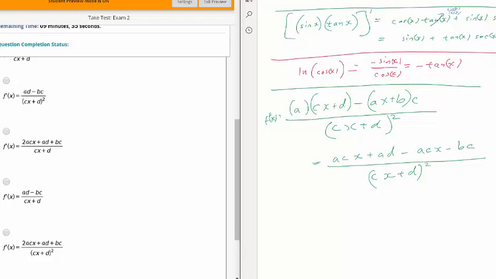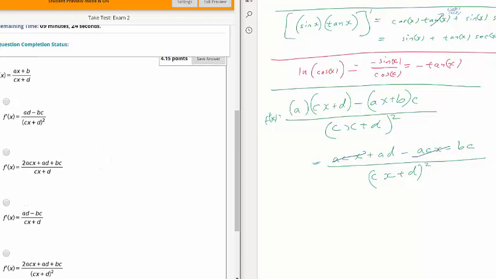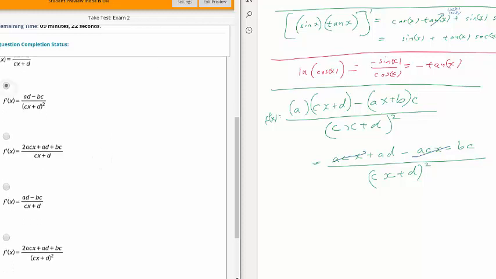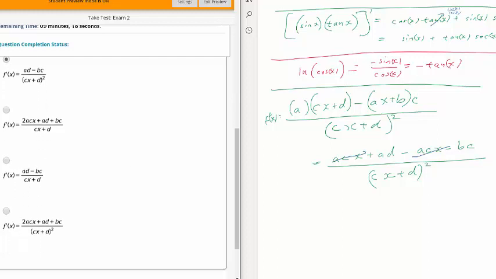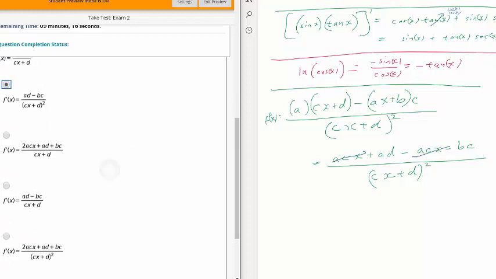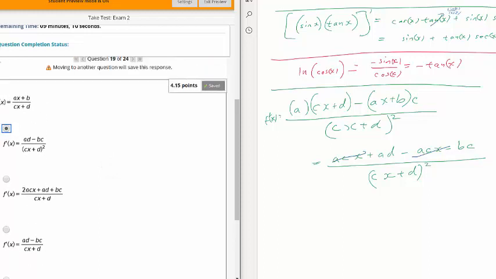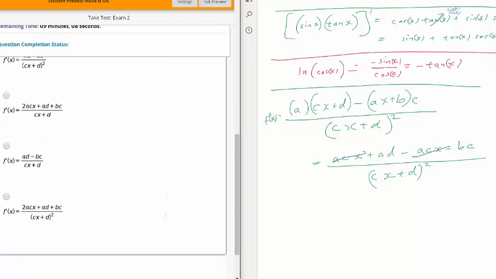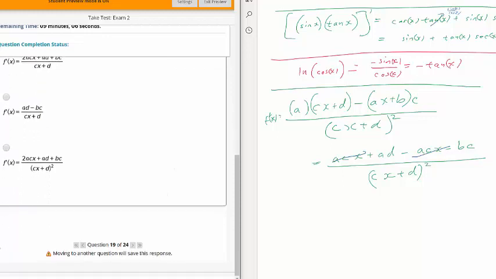And so acx cancels with acx, acx minus acx, so we simply have ad minus bc, and that looks like, right there, I'm just looking at those wrong, but that's fine, ad minus bc, yep, squared. Okay, yeah, so that's the right answer right there. So let's go ahead and move forward.